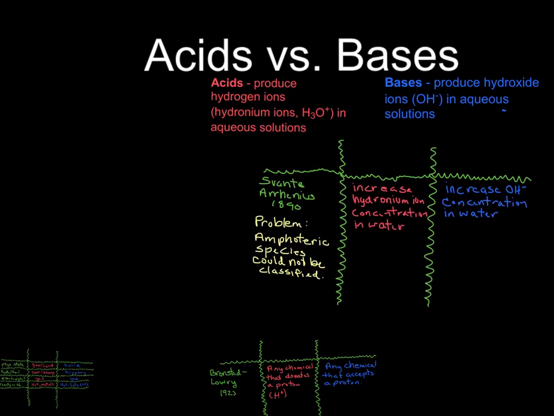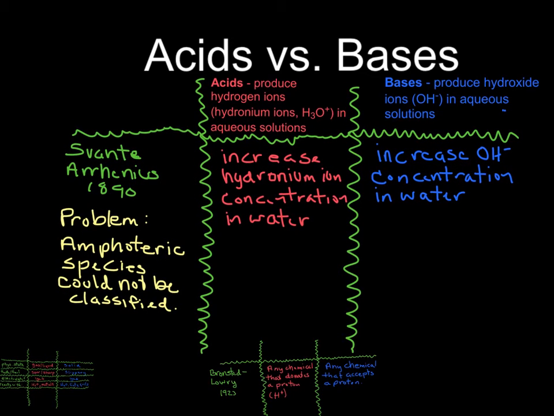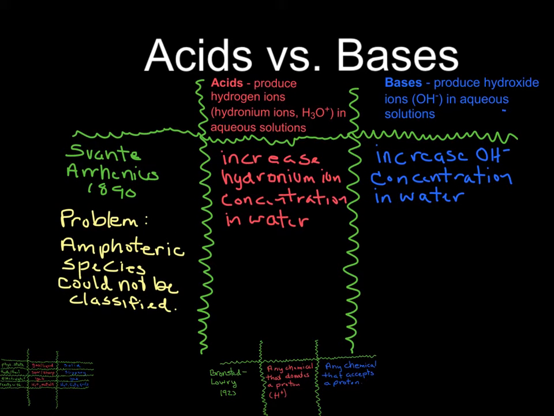Continuing on with our little table, there are two types of acids and bases that scientists have identified. In 1890, Svante Arrhenius was the first person to identify acids and bases officially. He told us that acids increase the hydronium ion concentration in water. And he also told us that bases increase the hydroxide ion concentration in water.